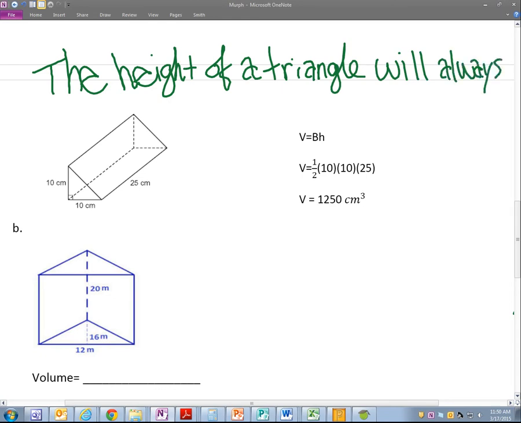The height of a triangle will always have a perpendicular side. And it's going to be indicated by having that 90-degree symbol, that teeny tiny square saying, hey guys, this is a 90-degree angle, which means I'm perpendicular.